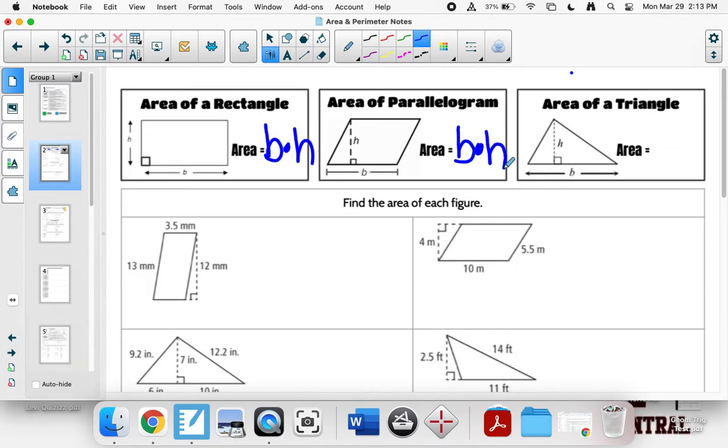I know the area of the triangle. It's base times height divided by 2. So, I most frequently write it half times base times height.